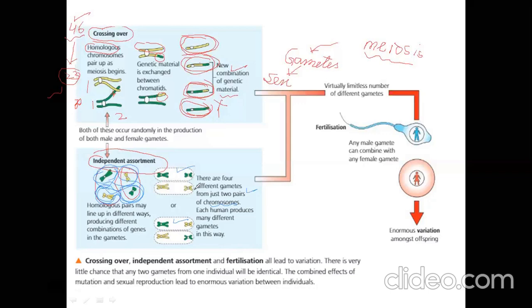Another reason in sexual reproduction is two different gametes are coming from two different parents. So definitely mother and father's genetic makeup is different. Two different gametes from different genetic makeup will combine and form a zygote. So definitely the zygote will be different. Another reason, during formation of gametes, chromosomes separate from each other independently. Okay, so these factors contribute to what? Variation in a population. Am I clear?